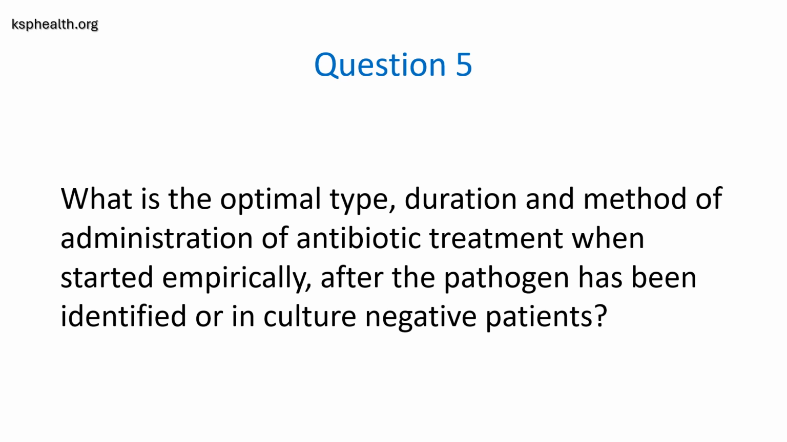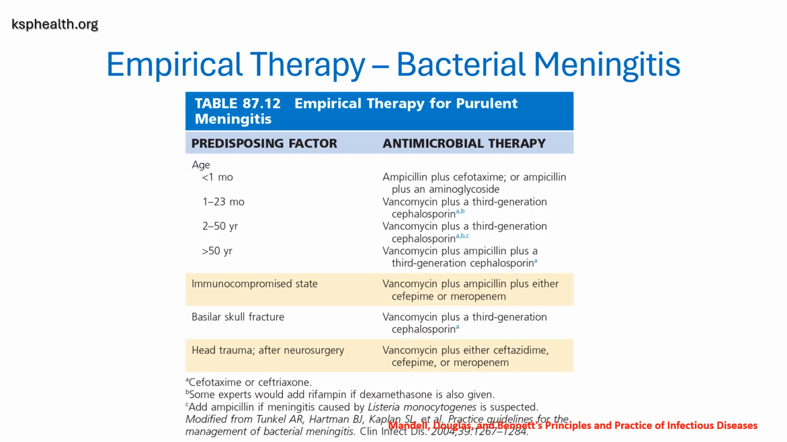What is the optimal type, duration, and method of administration of antibiotic treatment when started empirically and after the pathogen has been identified, or in culture negative patients? The empirical therapy for bacterial meningitis depends on the age, immunocompromised state, and associated anatomic abnormalities like basilar skull fracture or status post neurosurgery. If the child is less than 1 month old, the empiric therapy should include ampicillin along with a third generation cephalosporin or an aminoglycoside.